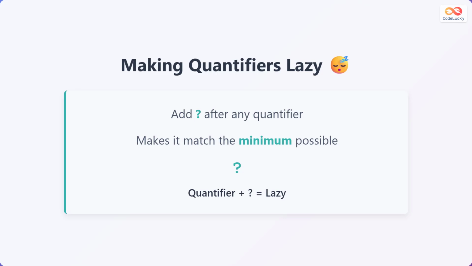To make a quantifier lazy, add a question mark after it. This reverses its behavior, making it match the minimum possible number of characters. So the formula is quantifier plus question mark equals lazy.